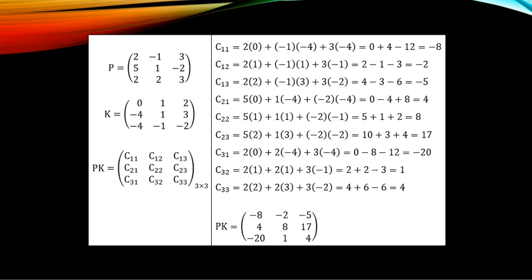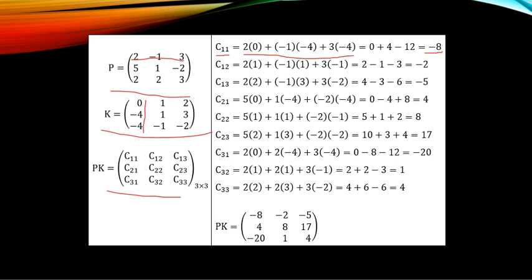So this is matrix P again, this is matrix K, and this is the result we are expected to have. So the first element C11, that is the element in the first row, first column, you use the first row of matrix P to multiply the first column of matrix K. You can see there, this is the multiplication, element by element. When you do that, you have -8.